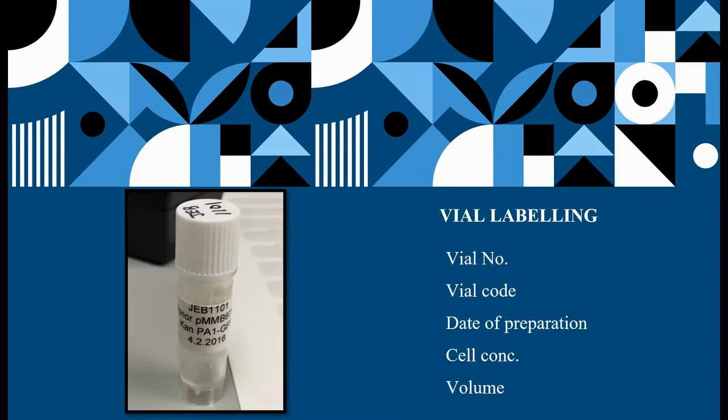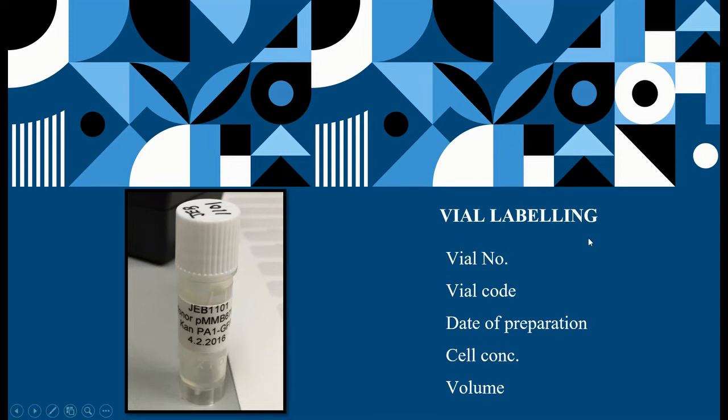Vial labeling is very important to identify which type of clone is there, when it is prepared, till what time it is safe to use, the cell concentration and the volume. So if we see the vial labeling, these are all the details that should be mentioned on the vial.